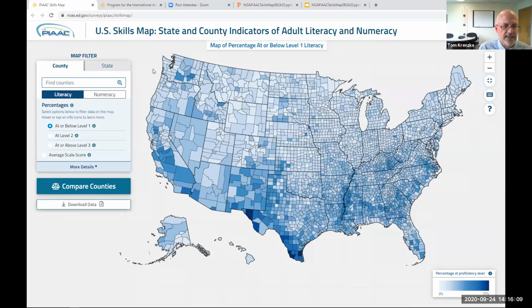So here you see a county level heat map of the US for the percentage at or below level 1 in literacy. And this heat map shows the great variation of adult skills and literacy across the US counties.